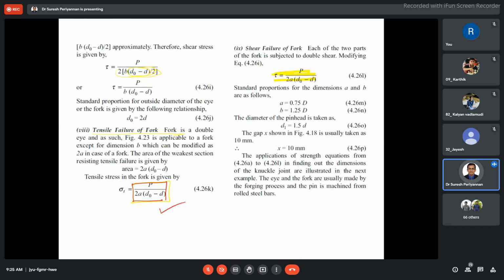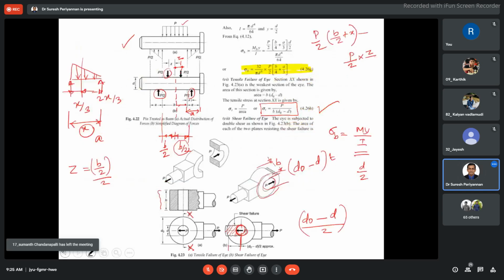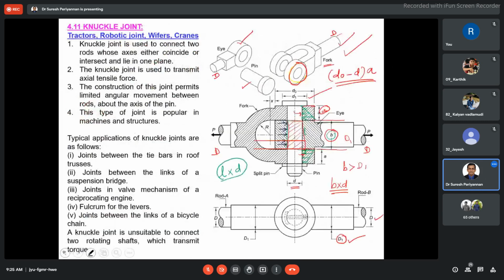Now these are the standard proportions, which we directly use to find the dimension A. This is the thickness of the fork, and this is the width of the thickness of the eye end. This is 1.75 D, where D is the diameter of the rod, and D1 is our pin head diameter. Then this is 1.5 D. Then this is X, that is 10 mm. Usually we consider 10 mm, where X is the distance here.